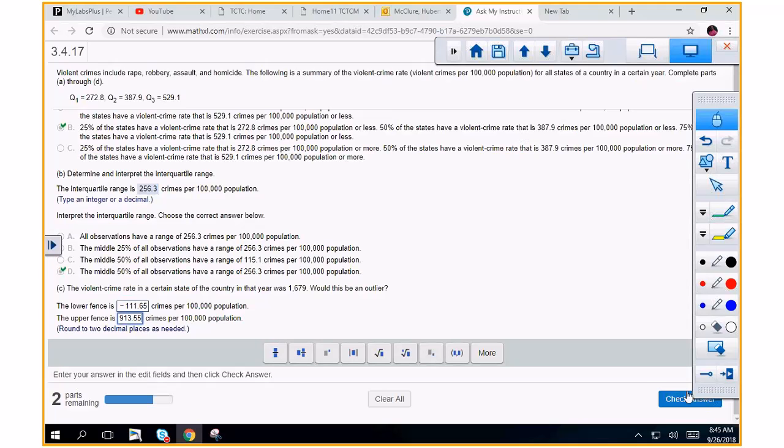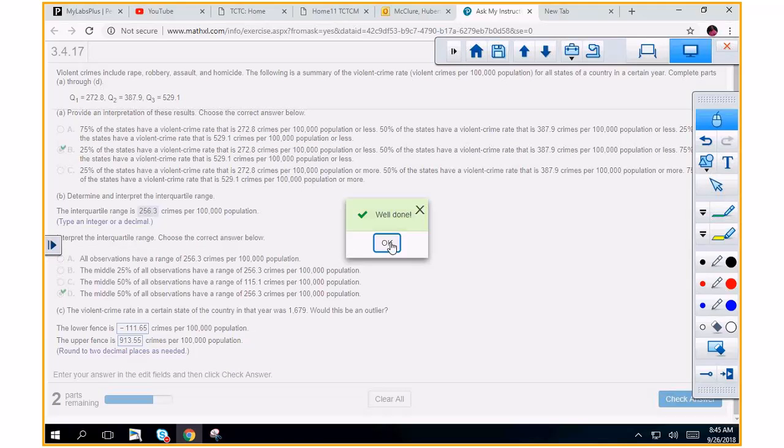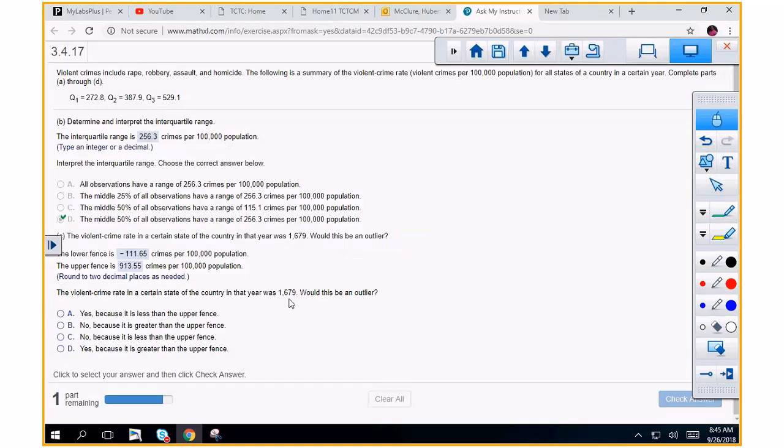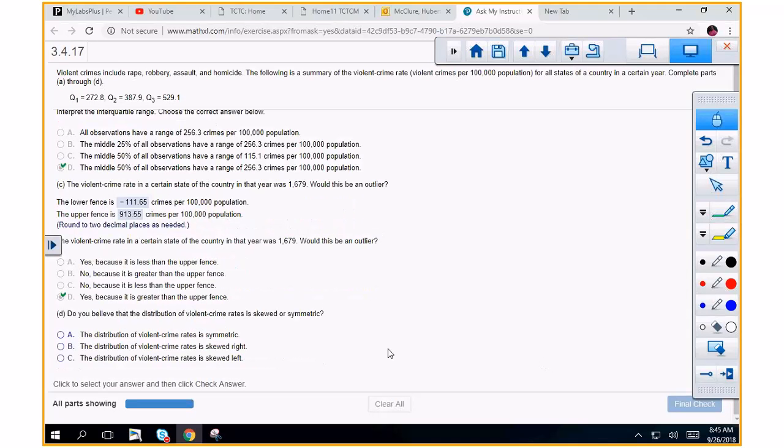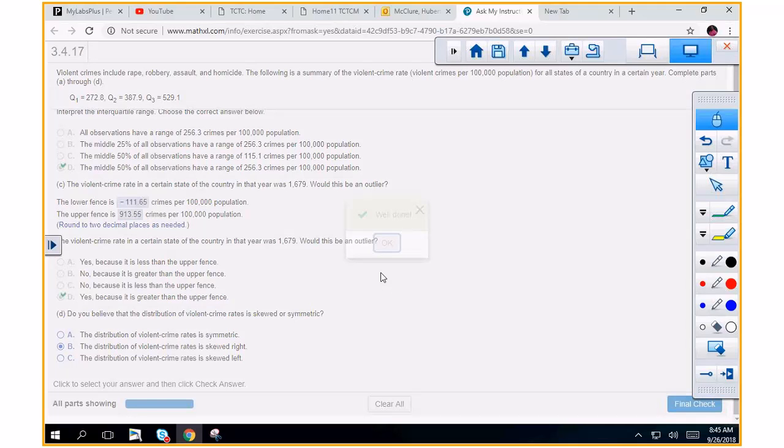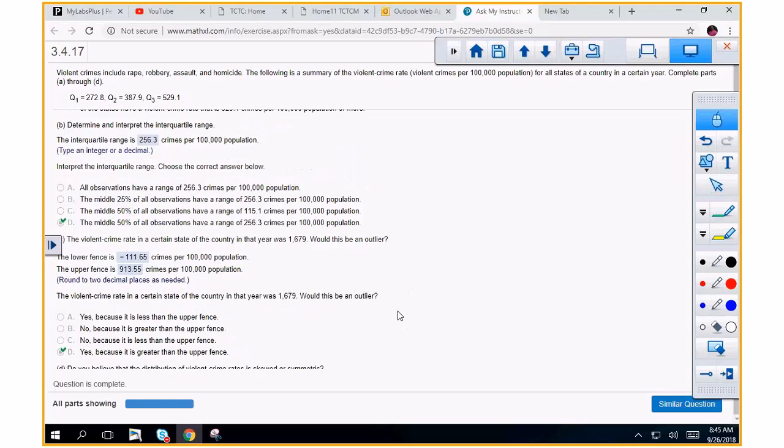Yes. Okay. And we got that, and then it asks, what about 1679? Yes, it is an outlier. It is greater than the upper fence, the upper limit. Well, since we got another negative, what did I say it was? Skewed what, right? Okay, we feel good now?